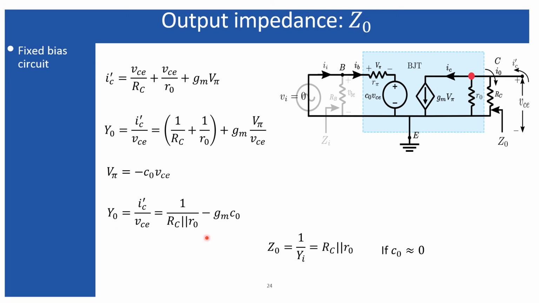So just replace this V pi to VC as minus C naught, and you will get the expression for output admittance. And similar to the previous assumptions, if you are going to consider the zero early effect by considering C naught equal to 0, the output admittance is nothing but the parallel combination of this RC and R naught. And along with that, if you consider the early effect is 0 for the output side also, which means that R naught goes to infinity, then the output impedance will be RC itself.